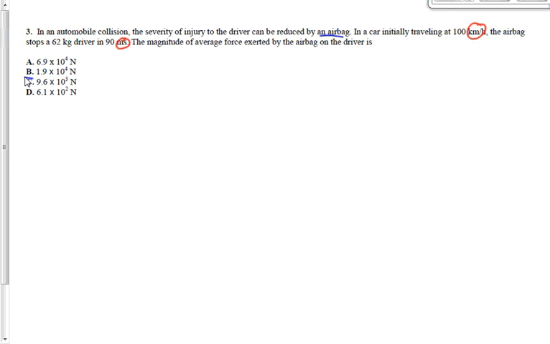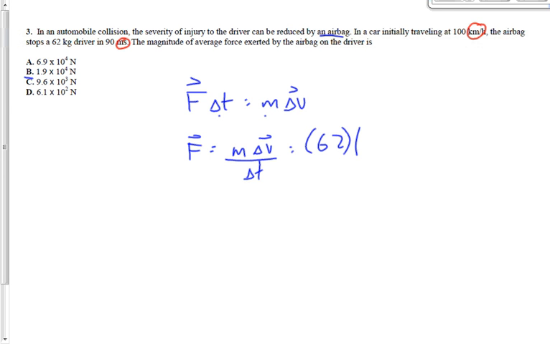All right, we know the impulse equation says F times delta T is equal to M times delta V. We're looking for force. We got the time, we got the mass, and we got delta V. Good, good. So let's just say F is equal to m times delta V. Let's divide the T on the right-hand side. We get 62 kilograms. Let's say 100 minus 0, or be 0 minus 100, right?